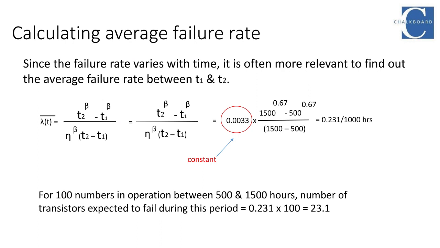The average failure rate is 0.231 per 1,000 hours of operation. So if we were to start with 100 transistors, the number expected to fail between 500 hours and 1,500 hours of operation would be 0.231 multiplied by 100, which is roughly equal to 23.